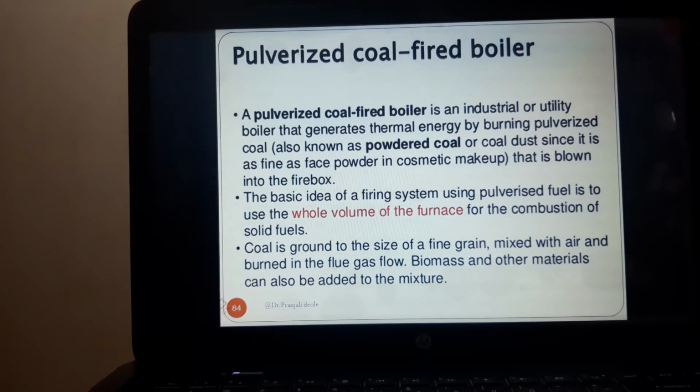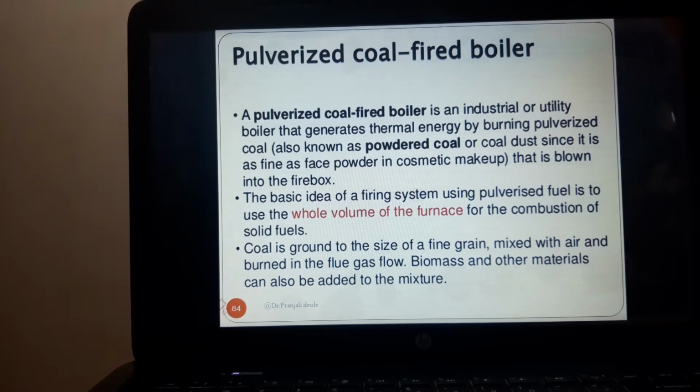Hello everyone. In this video, we are going to talk about pulverized fuel firing, in continuation with the last video. In a pulverized fuel firing system, the coal is reduced to a very fine powder with the help of a grinding mill, and then it is projected into the combustion chamber with the help of a hot air current.